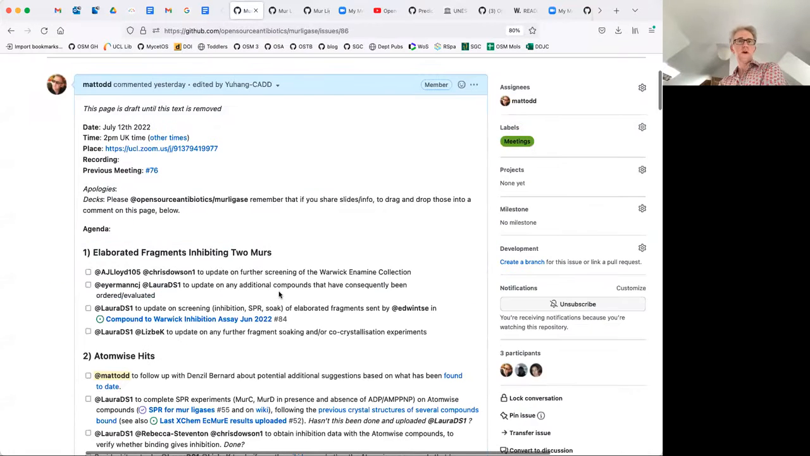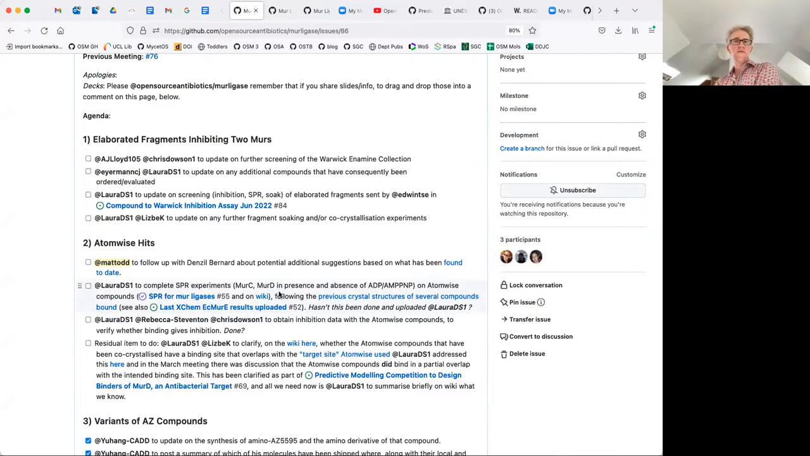So I guess those are the main things that we wanted to talk about. Of the others, there are lots of little bits and pieces here. So I guess one of the things that we were interested in, and Laura, you've been busy with lots of other things, as you just described, was a residual issue about whether the atomized compounds were giving any inhibition.